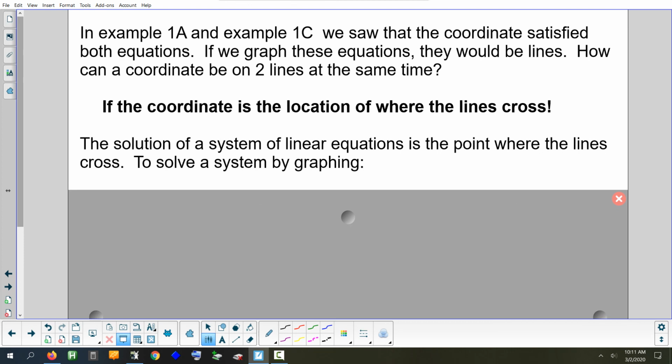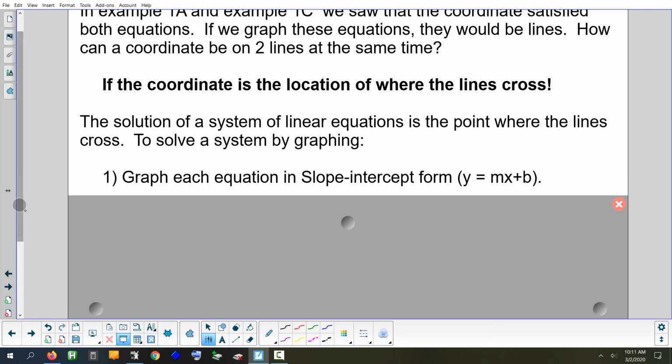All right, so last thing for notes, and then we just finish up with a few examples, is how to solve a system by graphing. Okay. So step 1. On your first line, you want to write, graph the equation in y equals mx plus b. That's called slope-intercept.